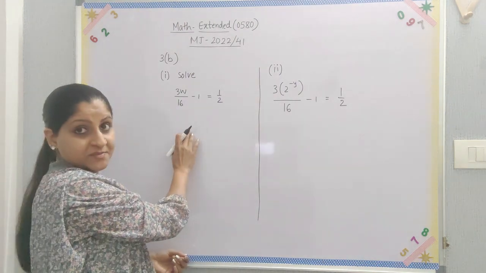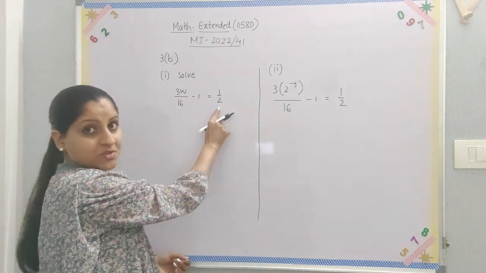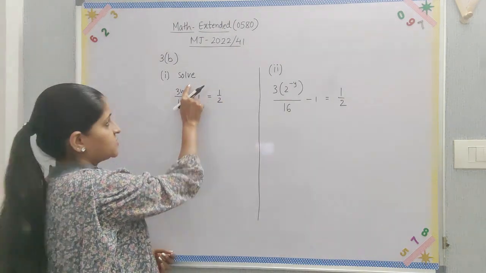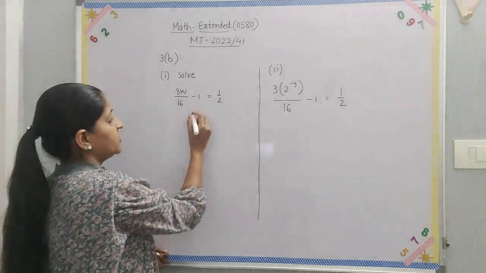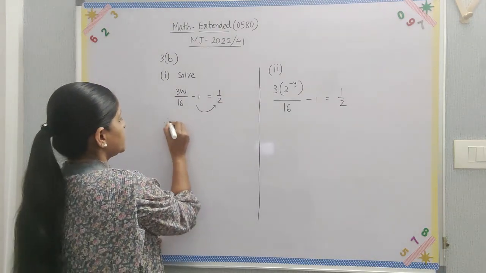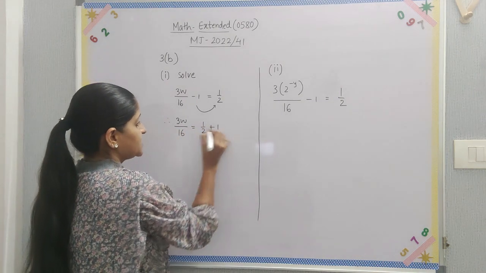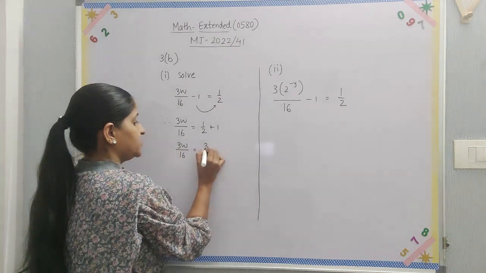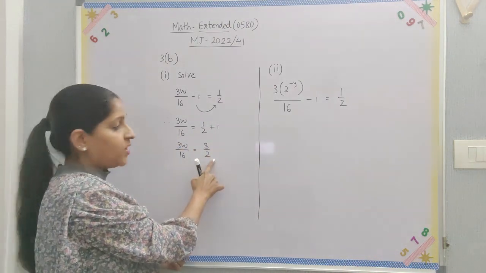The first part in 3b over here says 3w divided by 16 minus 1 is equal to half. We have to work out the value of w because the question says solve. So when we solve an algebraic equation, we will get the answer for w. To obtain the answer for w, first we need to shift this negative 1 to the other side. When we shift this, we obtain 3w upon 16 is equal to half plus 1. That is 3w upon 16 is equal to 3 upon 2. When I do half plus 1, my answer is 3 upon 2.